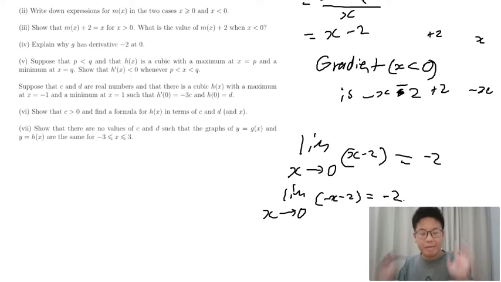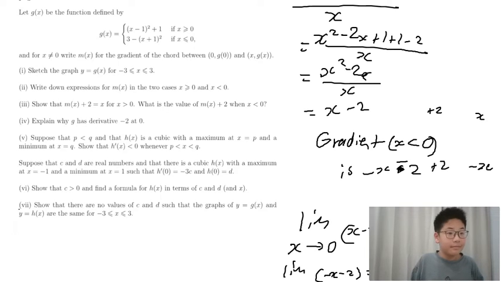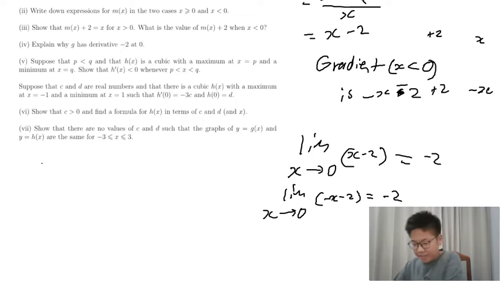Now all of you may be protesting, but we don't use limits in the MAT. Well, you can actually do the calculus for it, but I'm just using limits because I feel it might be a more mathematically elegant solution. So suppose that p is less than q and h is a cubic. Show that h prime of x is less than 0 for x between p and q. So it has a maximum at p and it has a minimum at q.